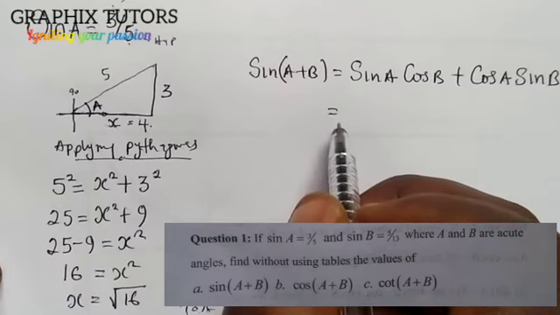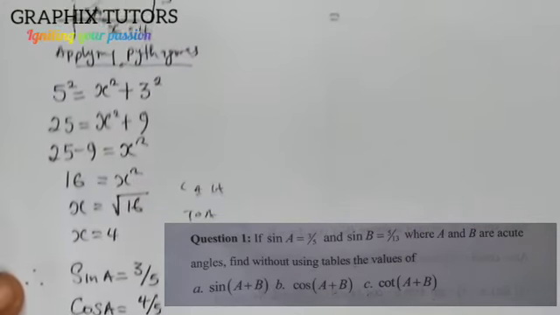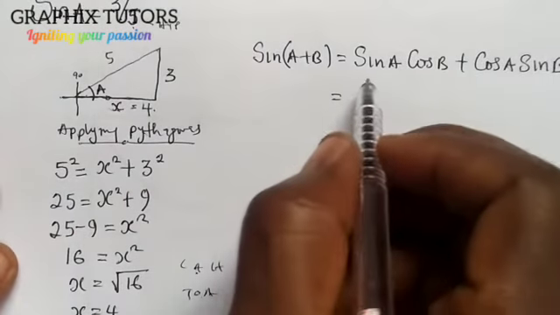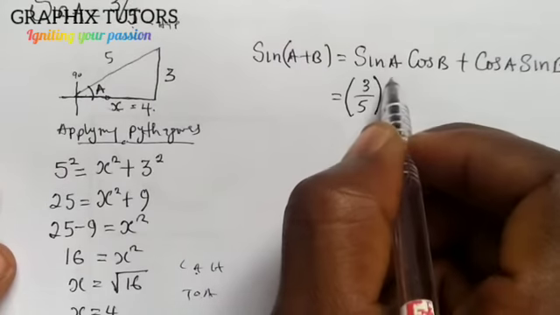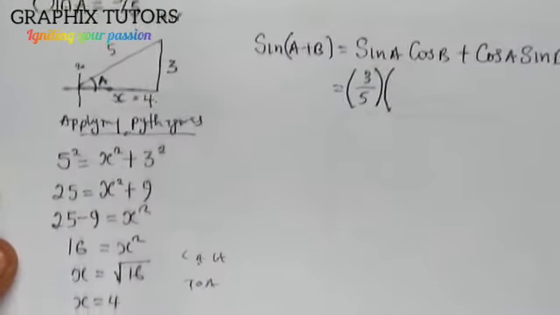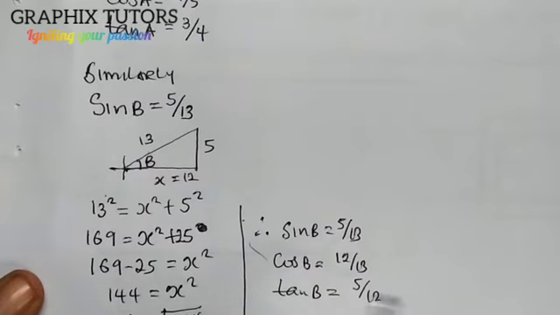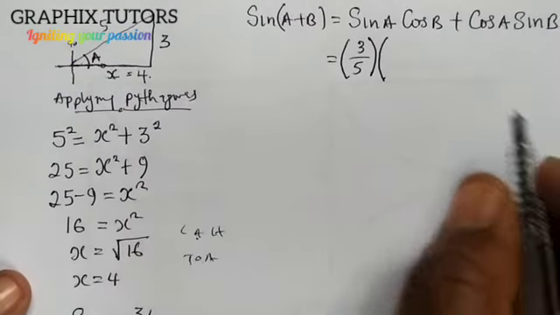Now what is sine A? Sine A from our question here is giving us 3/5. So we are going to input it. That will give us 3/5, another bracket again, cos B. If you go back here, you have your cos B, which is 12/13. So cos B is 12/13.